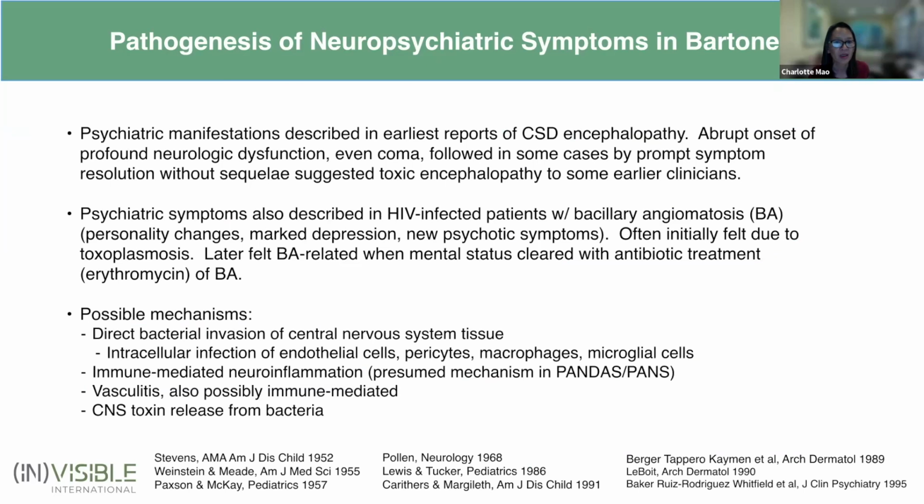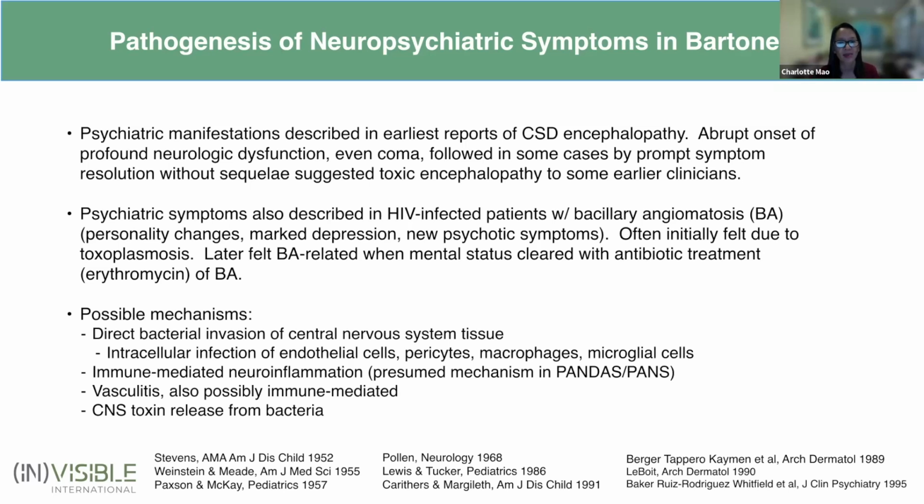So talking a little bit more about the pathogenesis of neuropsychiatric symptoms in Bartonellosis, psychiatric manifestations were described in the earliest reports of cat scratch disease encephalopathy, and even acute or abrupt onset of profound neurologic dysfunction, even coma, was described in some of these reports, followed in some cases by surprisingly prompt symptom resolution without sequela. And so to some of those early clinicians, that suggested the possibility of a toxic encephalopathy.